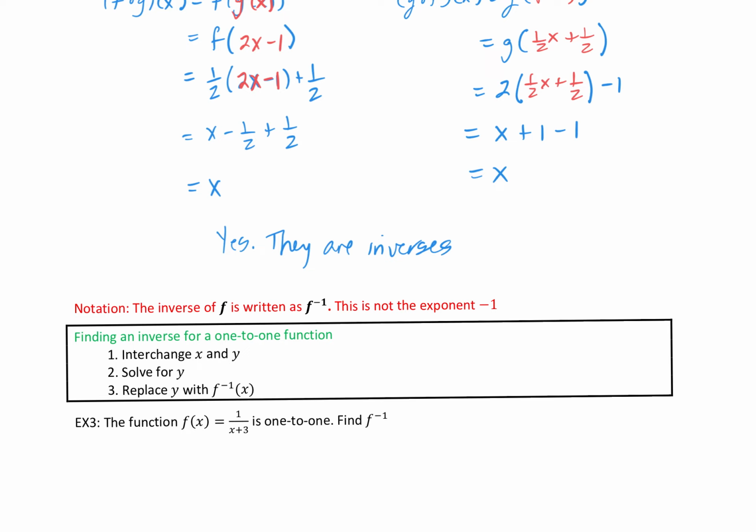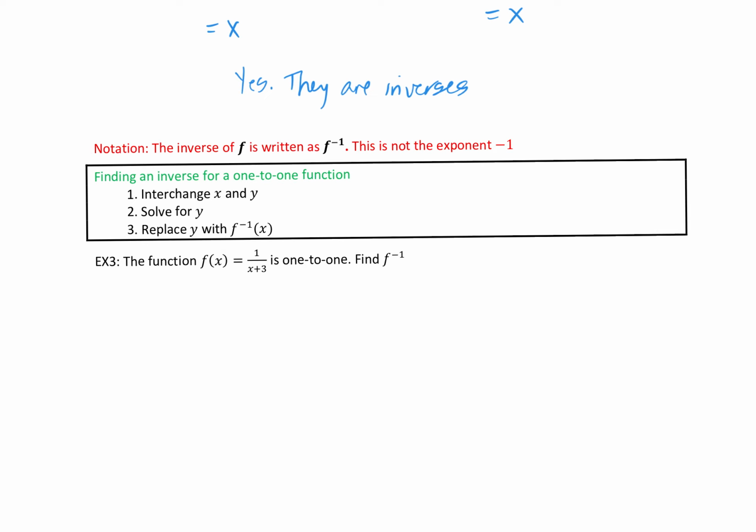So when a function does have an inverse, we're going to use this notation that may be a little bit confusing, and that would be in the red here. It says notation. The inverse of f is written as f, and you see that negative 1? It looks like an exponent, but it's not. That is inverse notation. That actually reads f inverse, not f to the negative 1.